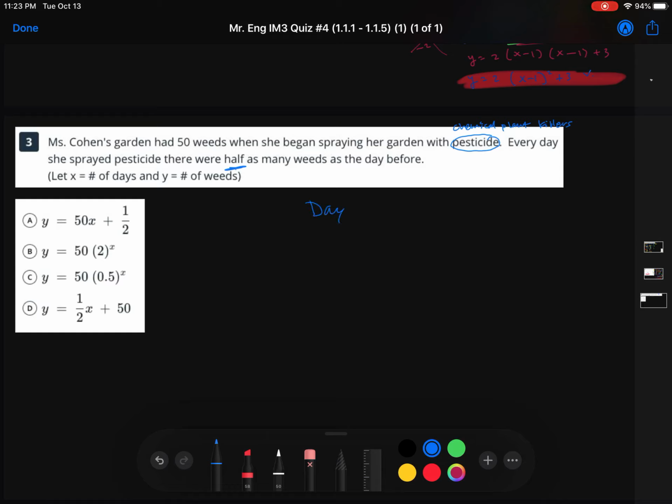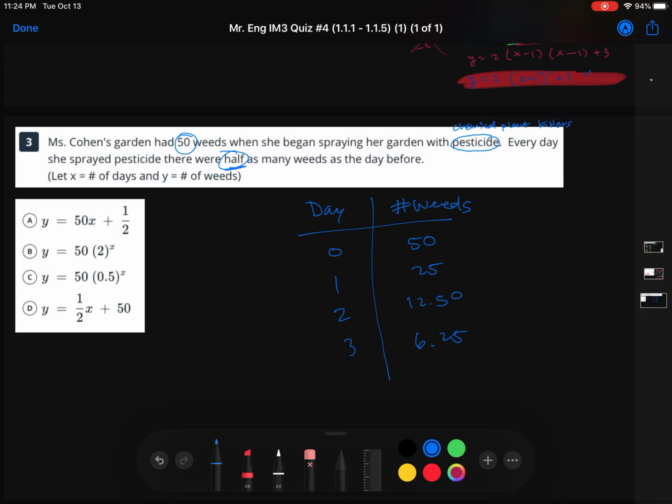So I love to make charts, don't you? Super organized. Number of those pesky weeds in my front yard. Okay, so in the beginning there were 50, but I call that day 0, right? It was a problem. Then you go out and buy the pesticides, and the next day it tells us there is half as many. So what's half of 50? It's 25. Okay, then what's going to happen on the second day? There's going to be half of 25. So think of half of $25. It's $12.50. And you get the idea. Half of that is going to be $6.25.